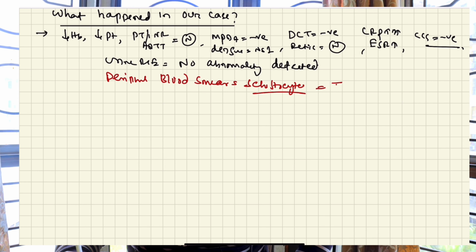Not a single schistocyte, but many schistocytes. So this proved the diagnosis, from all the differential diagnoses, to be TTP, right? Thrombotic thrombocytopenic purpura. Because this patient is also fulfilling the other criteria of TTP.